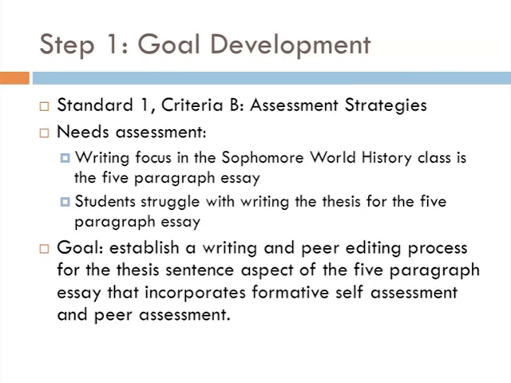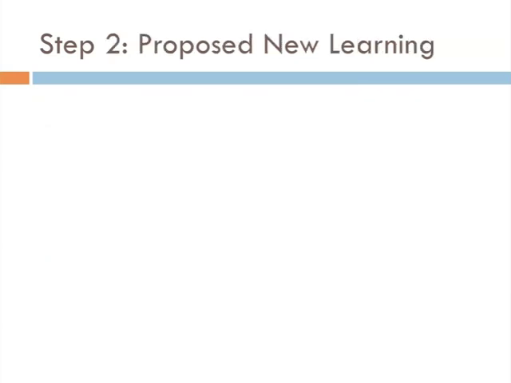So the goal that I established is to establish a writing and a peer editing process for the thesis sentence aspect of the 5-paragraph essay that incorporates formative self-assessment and peer assessment. I'm obviously very good at writing short goals.